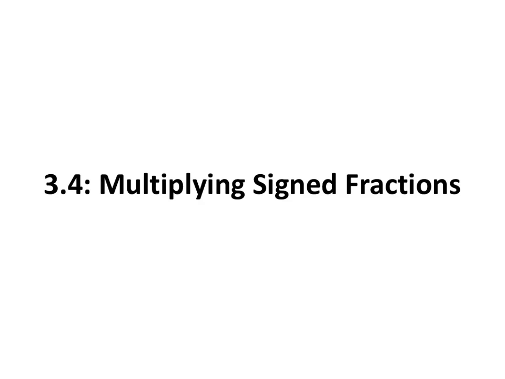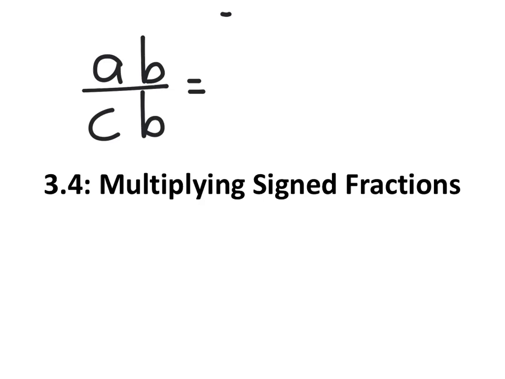3.4, multiplying signed fractions. Well, we've kind of been doing that with the prime factorization, actually. And one way I'm going to show this, right? So we saw that A times B over C times B was just A over C, right? But that could have been shown as two separate fractions like this.